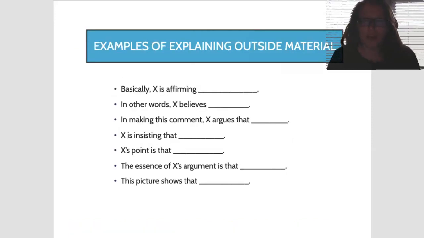This is what it might look like. Have the quote, and then it sounds a little bit like you're almost re-paraphrasing it with your own analysis. It sounds like you have the quote, and then it says, basically this author is affirming, and then explaining how it proves the point. In other words, this author believes. In other words, this graph argues or illustrates the essence of this person's argument, or even this picture or this graph. What it shows is this.